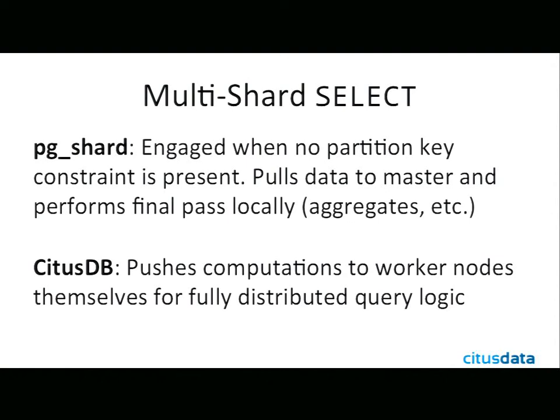CitusDB is different in that if you have complex select queries and you want them to be fully parallelized, if you want full distributed querying logic and you want to push those computations down to the worker nodes, that's CitusDB's bread and butter. When a complex select query comes in, CitusDB transforms it into a form that's distributedly computable. You can take your PG shard, compile and build against PostgreSQL 9.4 or 9.3, and if you need this functionality, you can upgrade your PG shard master node to a CitusDB master node. So they are compatible that way.